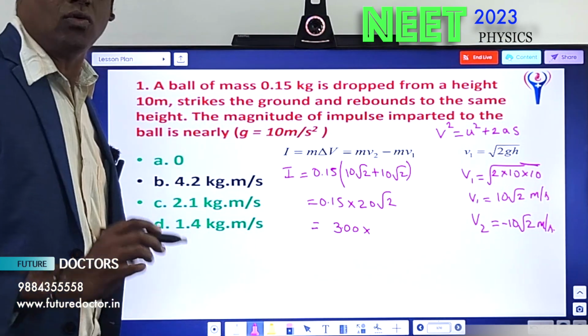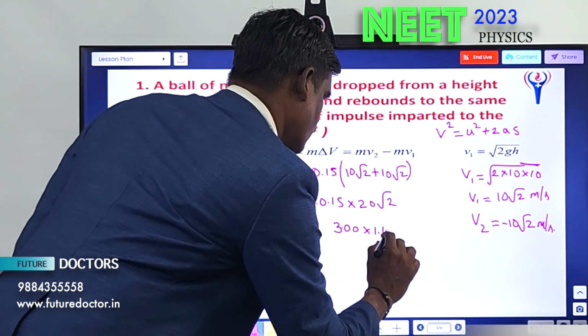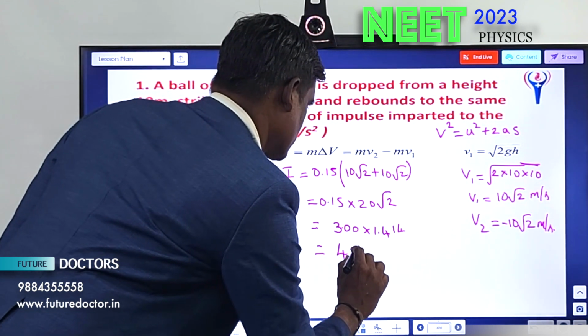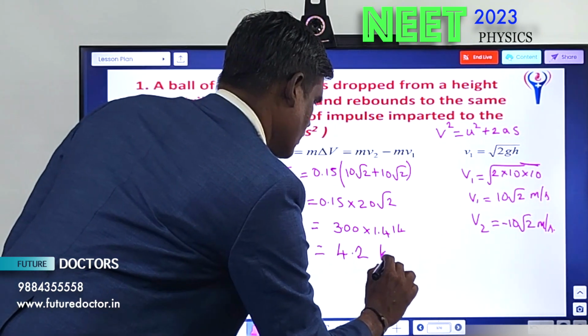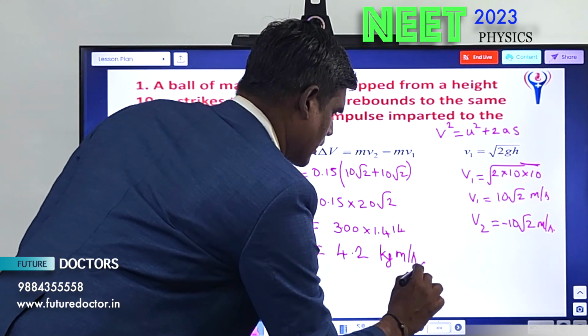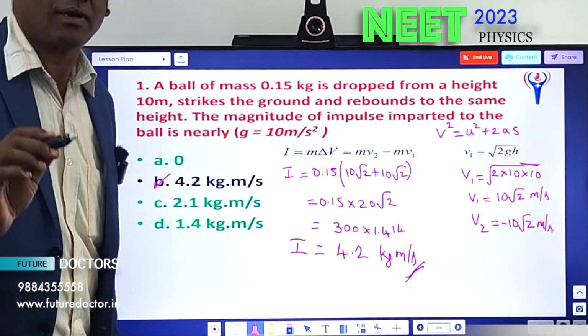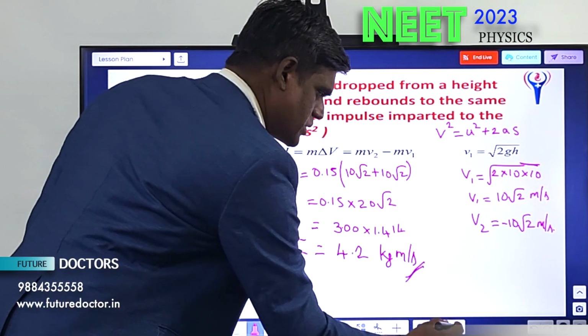What is the value of root 2? 1.414. If you simplify this, you will get 4.2 kilogram meter per second. This is the value of impulse I. Option B is the correct answer. Let's move to question number 2.